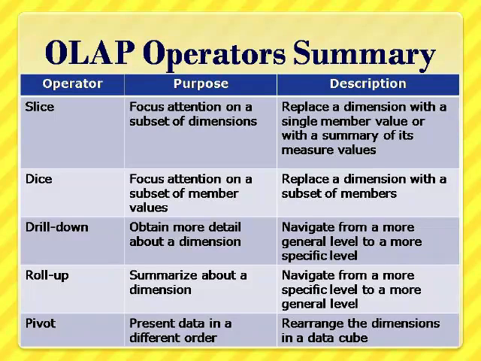The purpose of using pivot is to present data in a different order. That means using this operator we can rearrange the dimensions in a data cube. Normally drill down, roll up and pivot operators are used for hierarchy-based dimensions. Drill down adds detail to a dimension, whereas roll up removes the details from a dimension. Pivot is basically used to rearrange the dimensions.